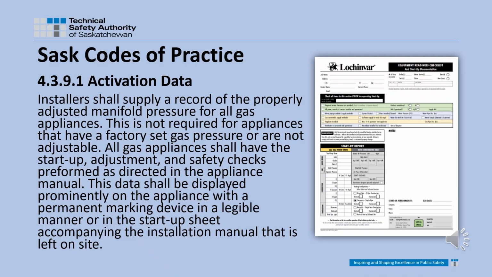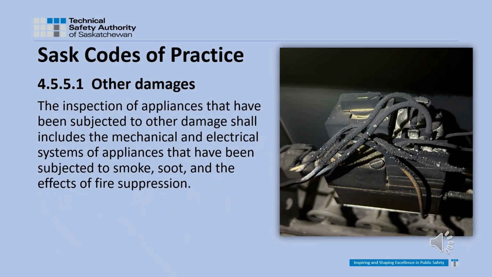SAS Codes of Practice 4.5.5.1 Other Damages. This clause gives the clarification on suitability and requirements for inspection by gas contractor to include mechanical and electrical systems that have been exposed to smoke, fire, and the effects of fire suppression. When dealing with appliances that fall under 4.5.5, a red tag through our red tag program should be issued and submitted to TSASK for follow-up.